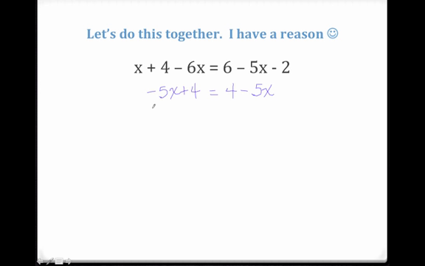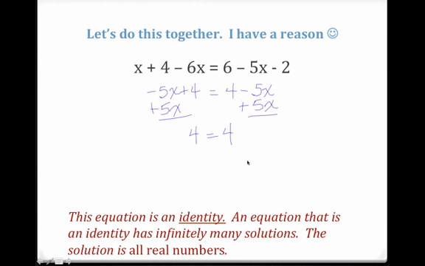I'm going to try to isolate my variable by bringing my 5x over. I'm going to add 5x on this side, and look what happens. These are going to cancel each other out, leaving me a 4. These cancel each other out as well, also leaving me a 4. Well, is there ever a time when 4 doesn't equal 4? No, that's going to be all the time, right? So what we have here is an identity.